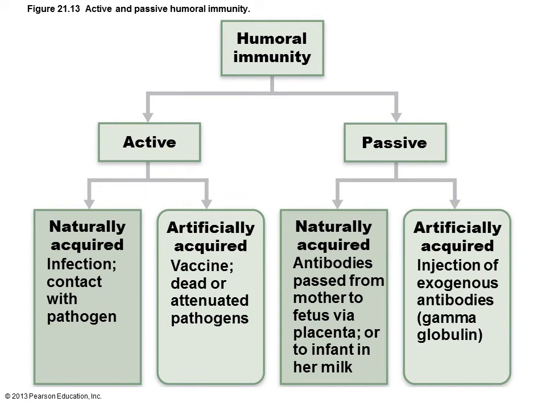Active humoral immunity occurs when B cells encounter antigens and produce specific antibodies against them. There are two types: naturally occurring response to bacterial or viral infection, or artificially acquired response to vaccines of dead or attenuated pathogens. Passive humoral immunity uses ready-made antibodies introduced into the body, and protection ends when the antibodies degrade.